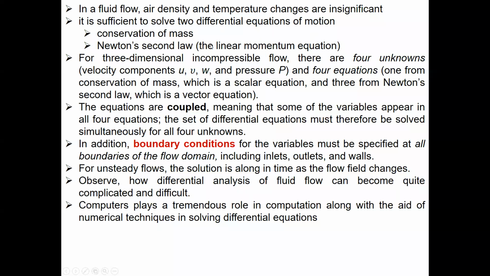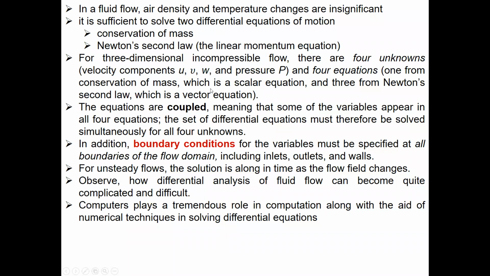One is the conservation of the mass, and another one is the linear momentum equation. But the linear momentum equation can be solved by the virtue of the application of Newton's second law. For three-dimensional incompressible flow, that is like fluid, water, there are four unknown quantities. What are those four unknown quantities?